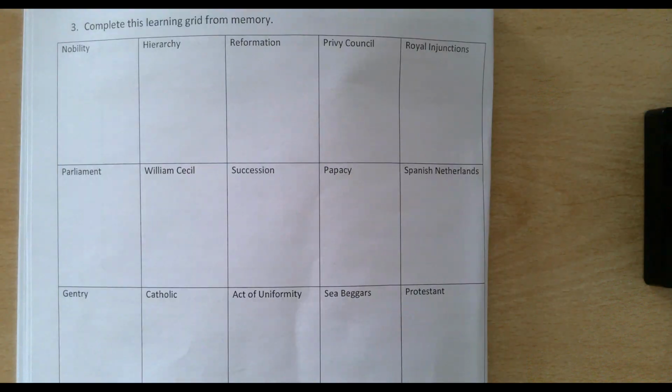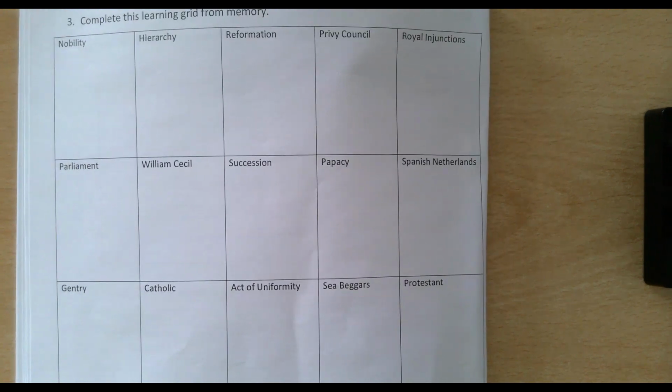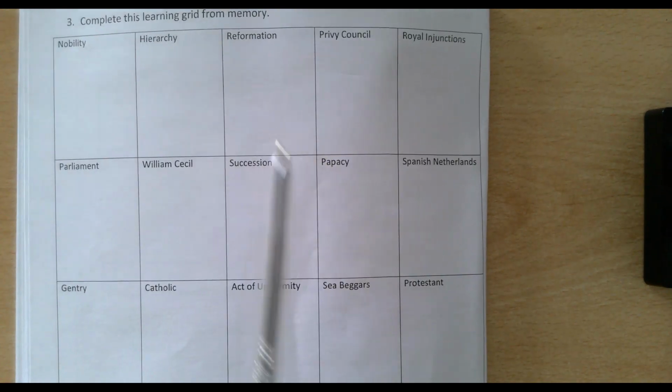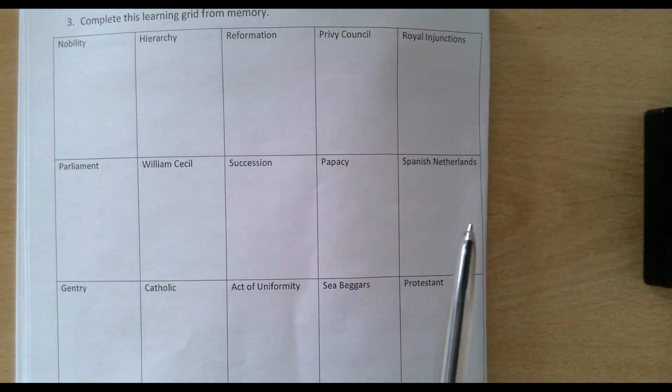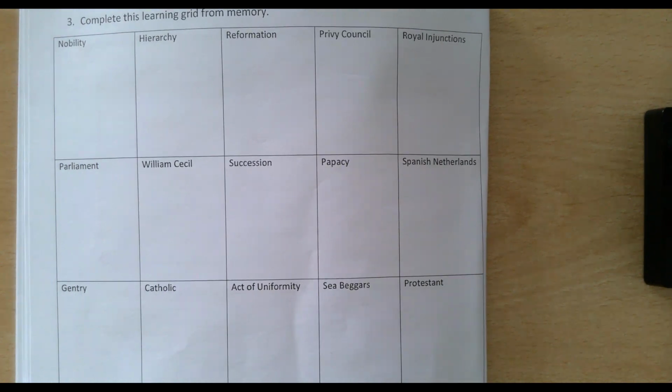And the final part of this week's session is a learning grid to be completed from memory, and it covers a lot of key terminology from the early part of the course. So we've got Elizabethan society, we've got reference to the religious settlements, we've got reference to Elizabeth's problems, we've got relationship with Spain. So as always, this is to be done from memory. I would allow yourself 10 minutes to begin with.